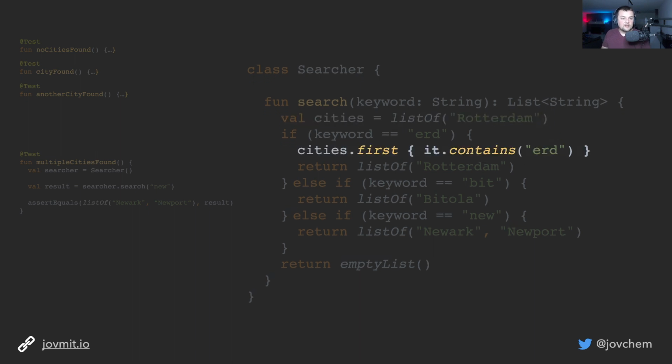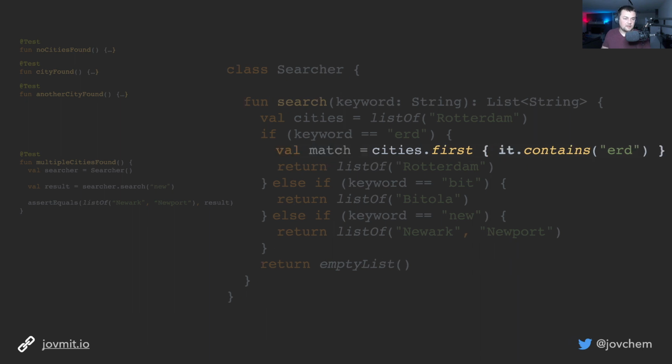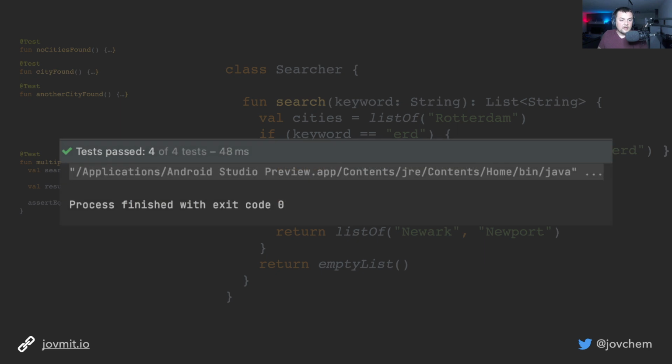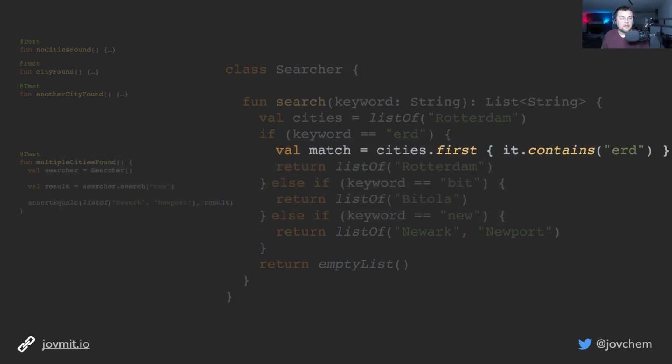And now inside the if, I can try to replace the hard-coded Rotterdam with an abstraction, like trying to get it from the cities. So how am I going to do that? I'll just take the first that contains ERD, and I'm going to assign that to a variable. In this case, I name it match. And now I'm just going to run the test to make sure this new line is not breaking anything. Of course it shouldn't, because again, it is not being used, just in case I make sure.